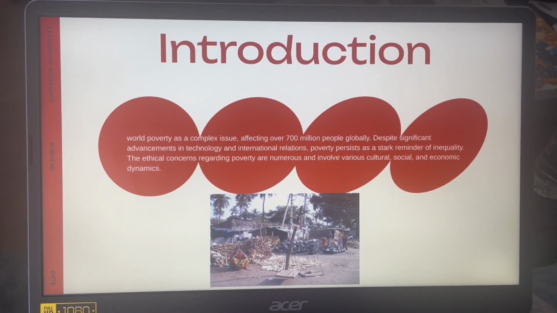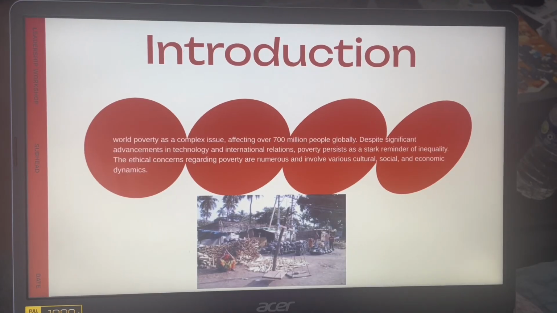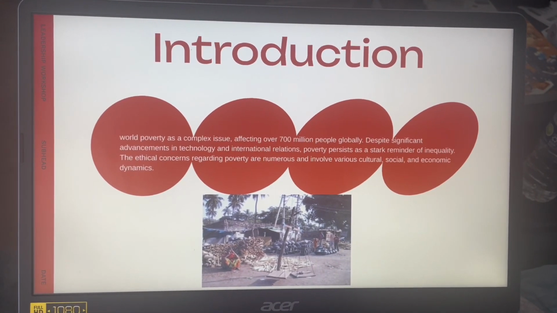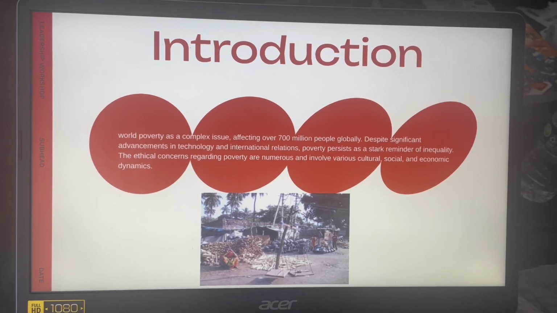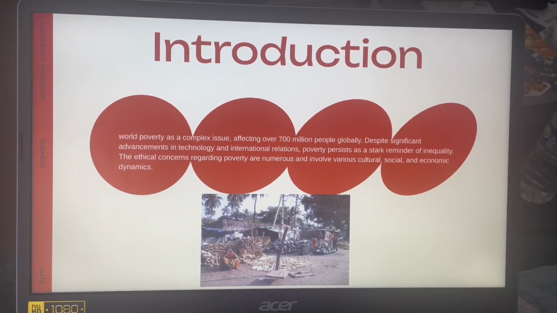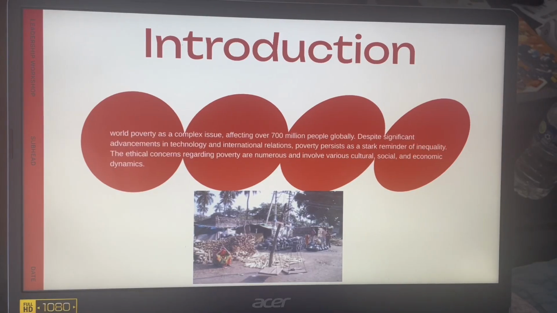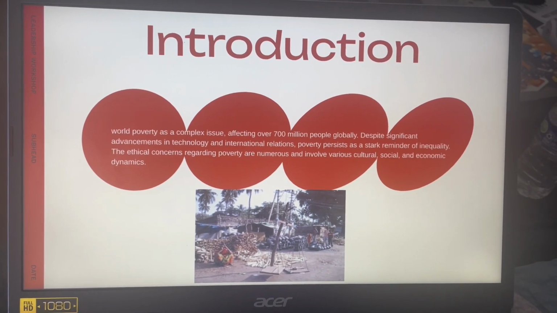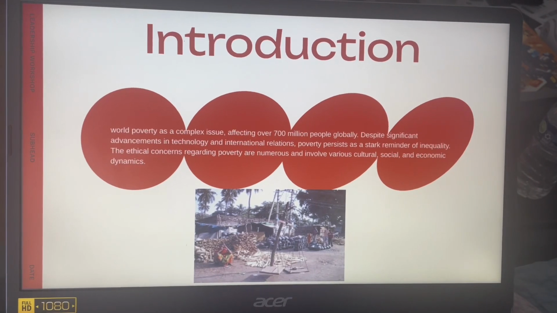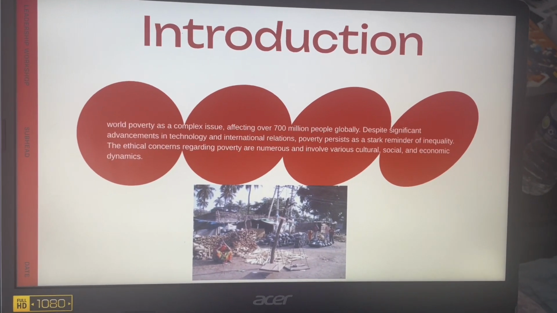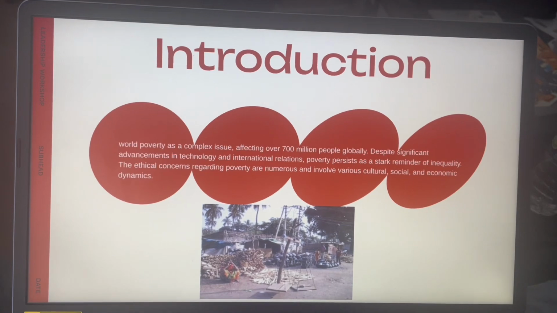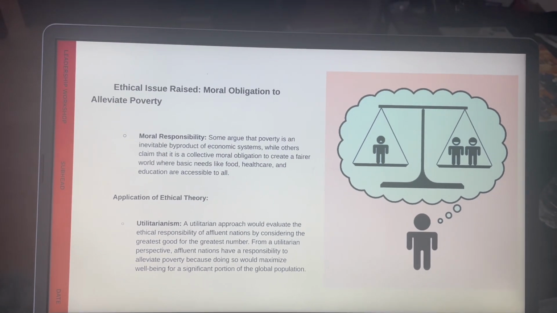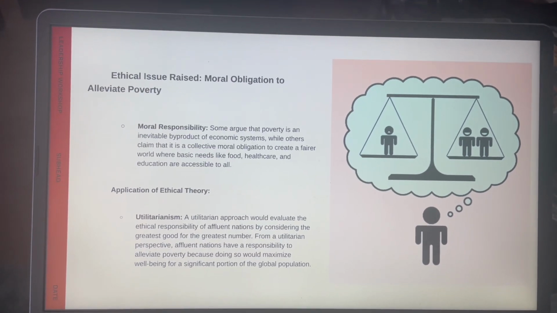Here's my introduction. World poverty is a complex issue affecting over 700 million people globally. Despite significant advances in technology and international relationships, poverty persists as a stark reminder of inequality. The ethical concerns regarding poverty are numerous and involve cultural, social, and economic dynamics. This is the moral responsibility and the utilitarianism.